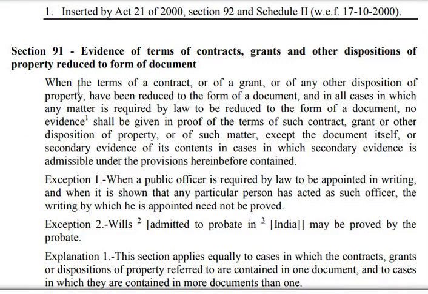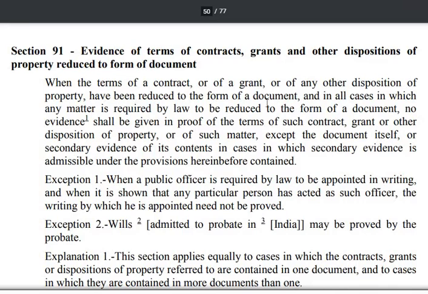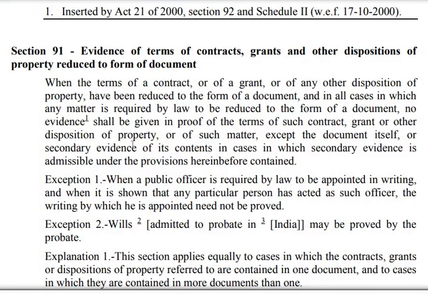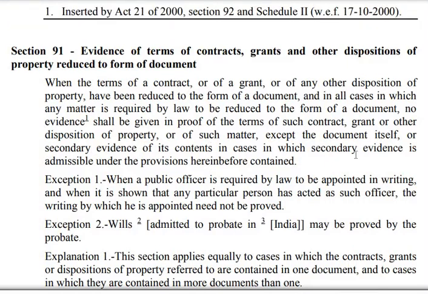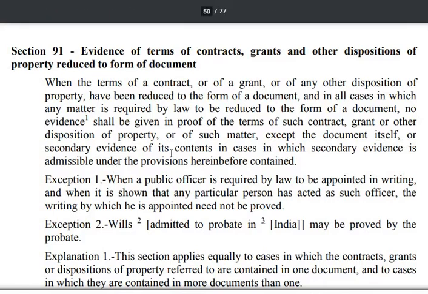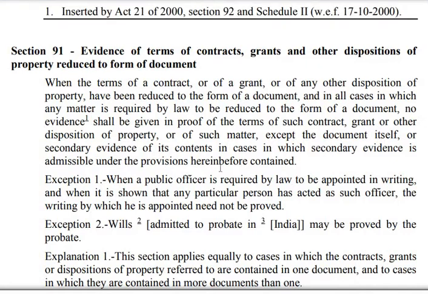So it is saying, when the terms of a contract or a grant or any other disposition of property have been reduced to the form of a document, no evidence shall be given in proof of the terms of such contract, grant or other disposition of property except the document itself, or secondary evidence of its contents in cases in which the secondary evidence is admissible under the provisions hereinbefore contained. So secondary evidence is given in section 65 of the Indian Evidence Act. Section 65 talks about where the secondary evidence can be given.